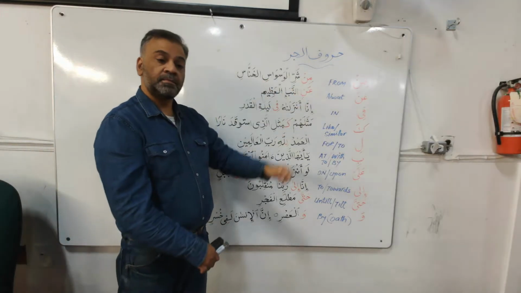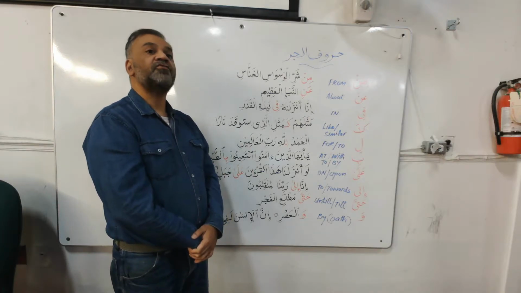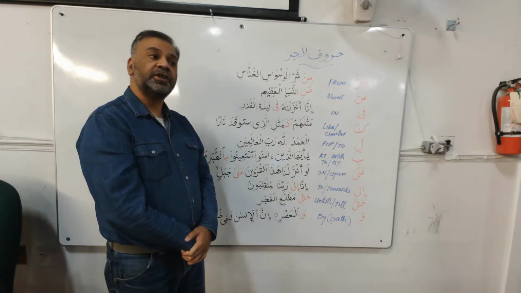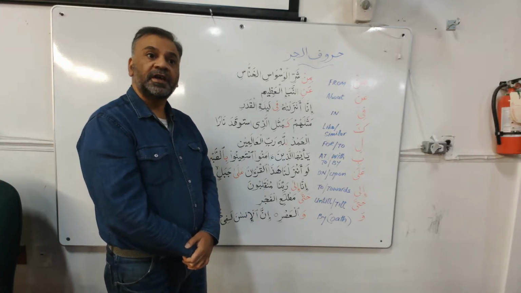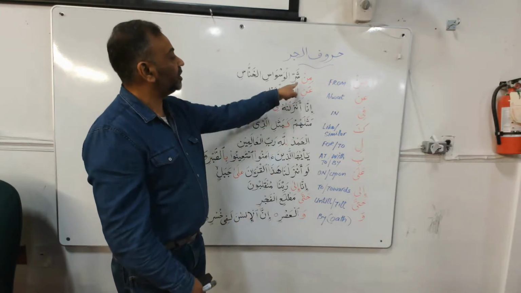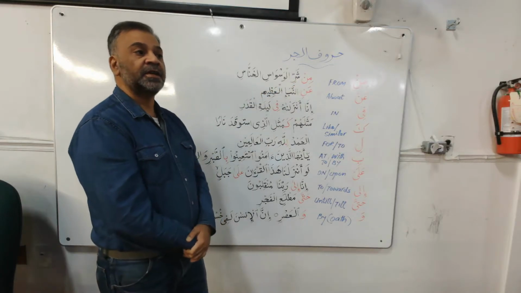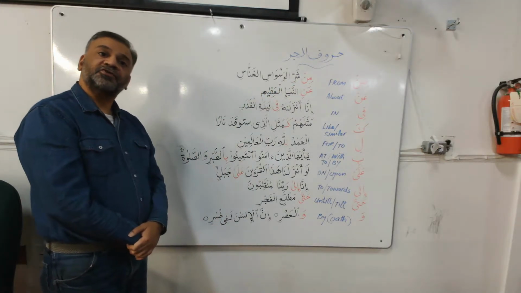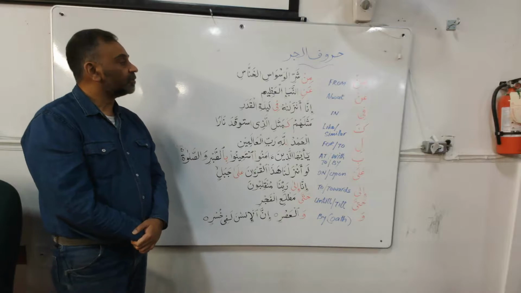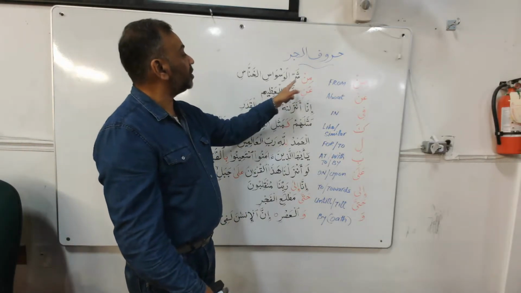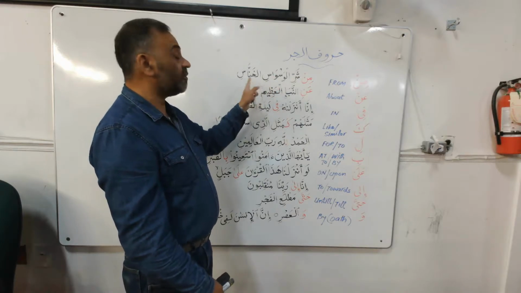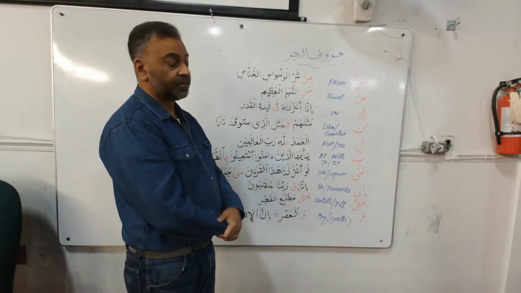What is min? Harf jar. After harf jar, what comes? What follows harf jar? Ism majroor. Sharri. Do you see? Sharri is majroor. Right? The next one. From the shar, waswasa of the khannas.